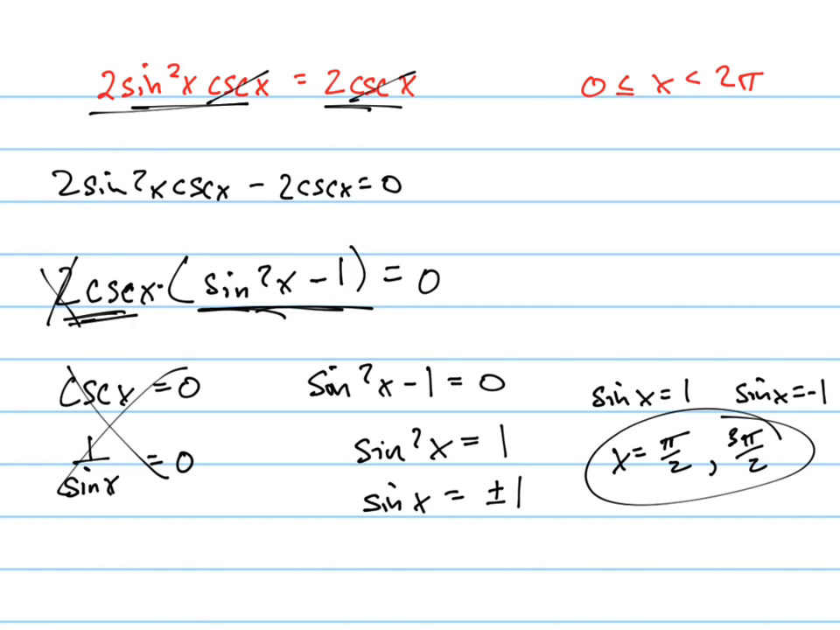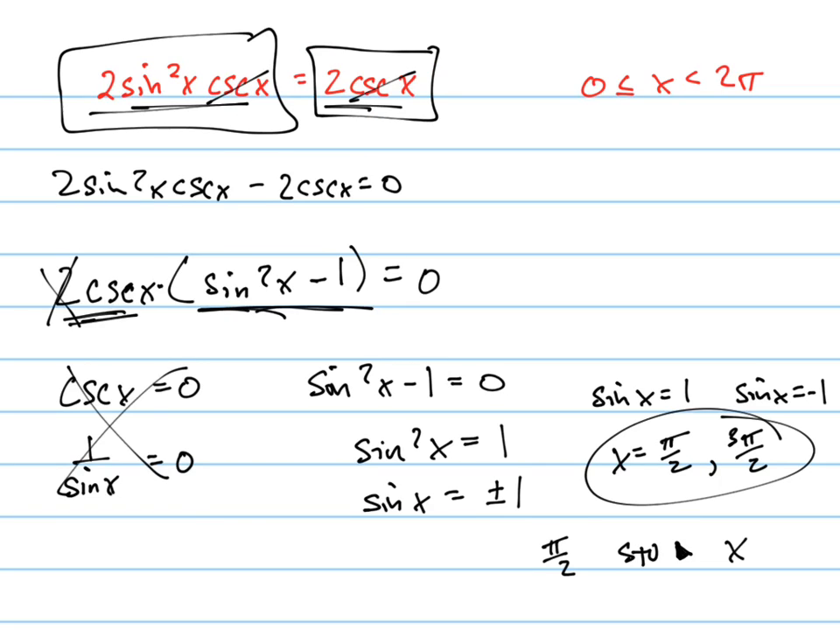Now you can check your answers by using your store button, which a lot of people don't realize. Make sure you're in radians. Use your store button: type in pi over 2, store for x. And then literally plug in this equation, hit equals, see what you get, and plug in this equation, hit equals, see what you get. And you should get the same thing for both of them.